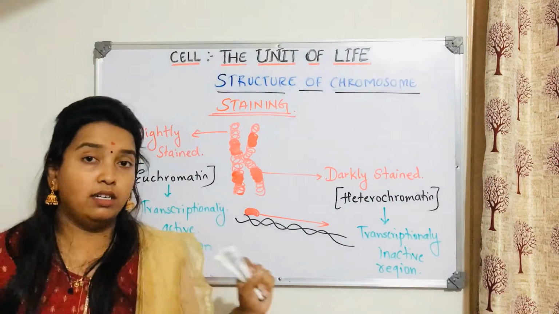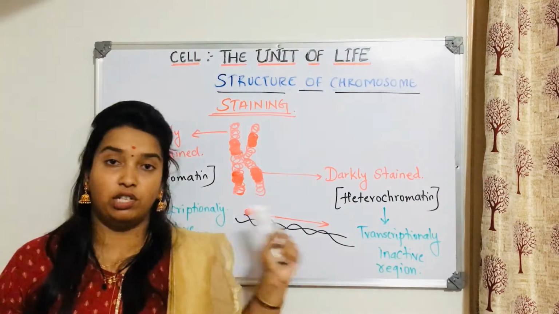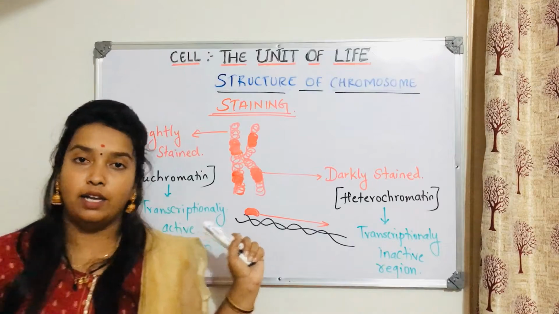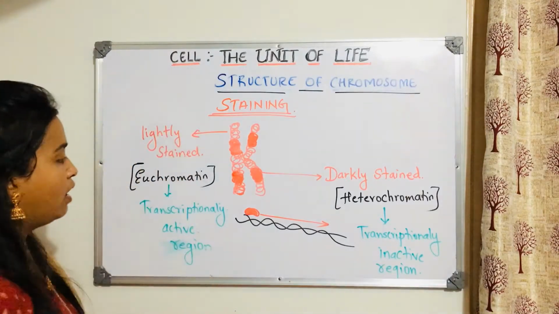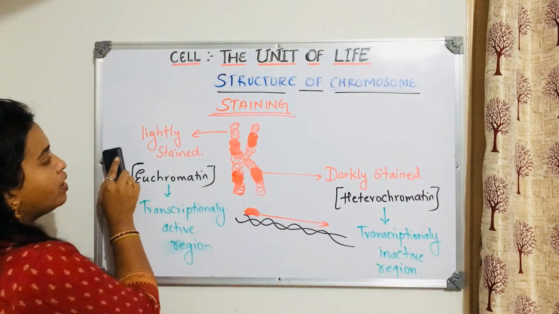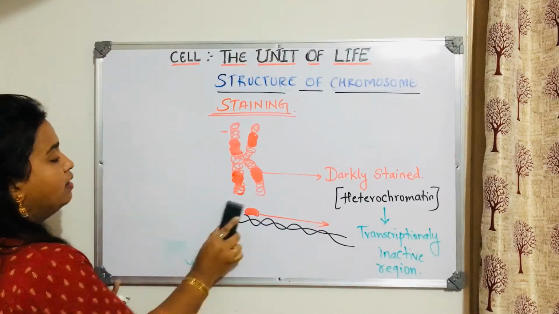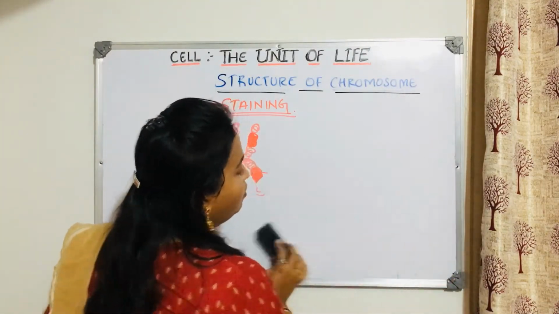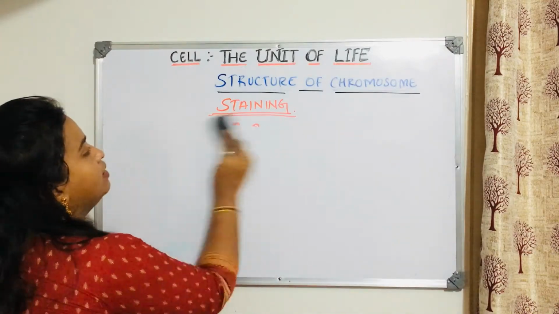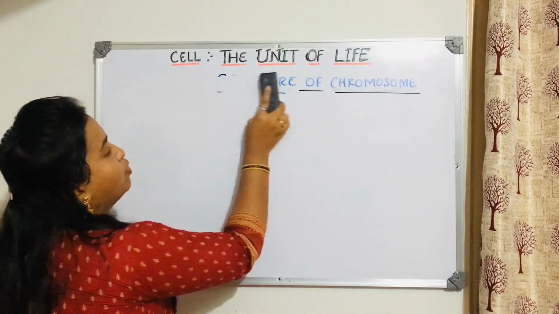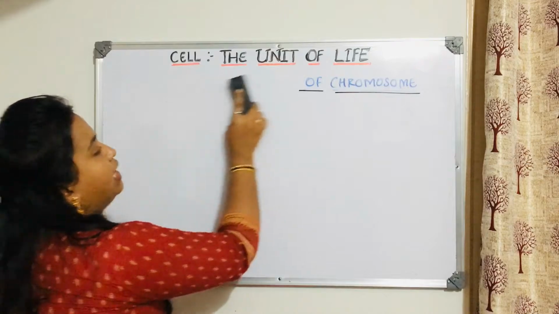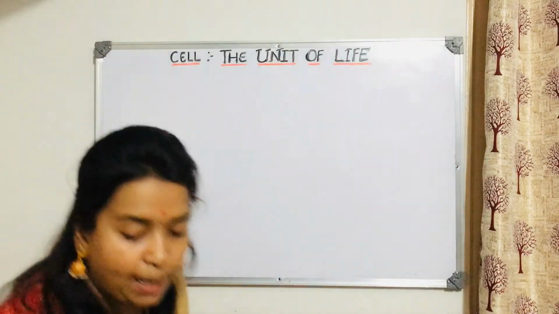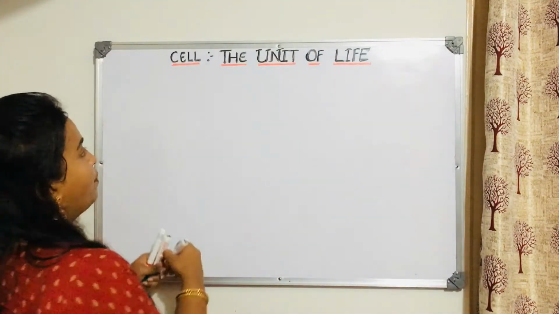Very, very important. And here only NEET questions. Usually they will be asking about heterochromatin and euchromatin region. Okay. Now, coming to the final part of chromosome, we will be studying. We have done structure of chromosome in detail. But now we will see types of chromosome.